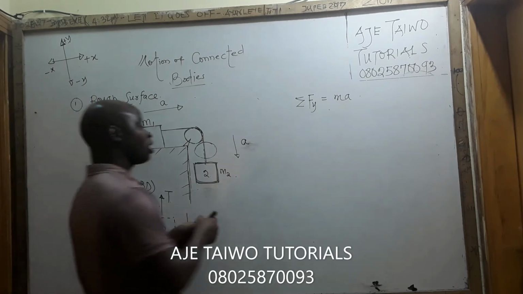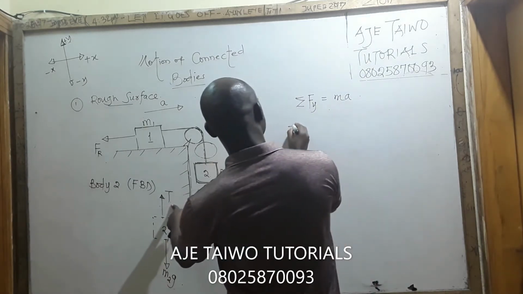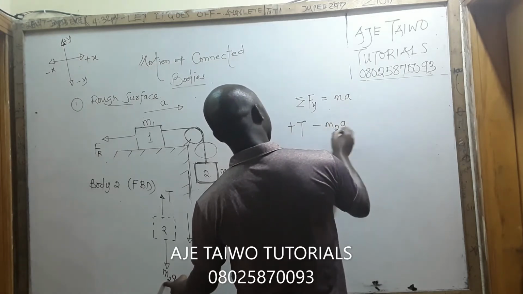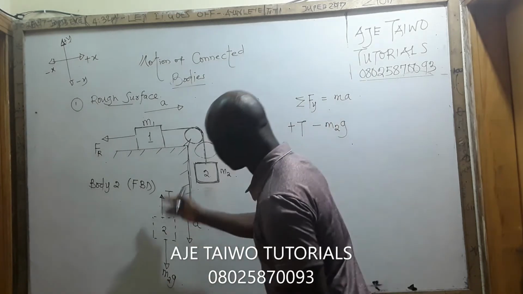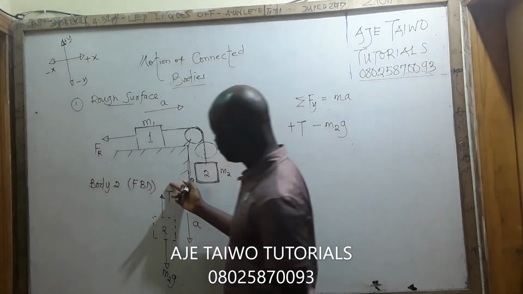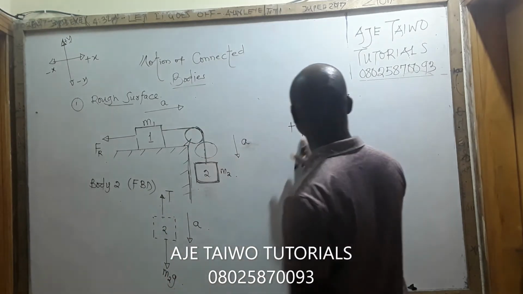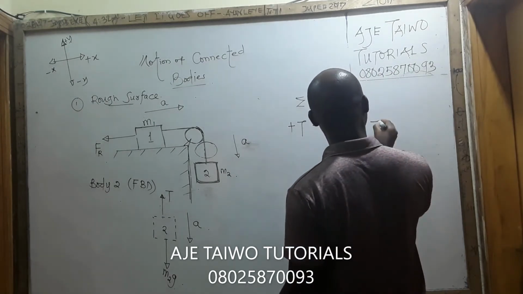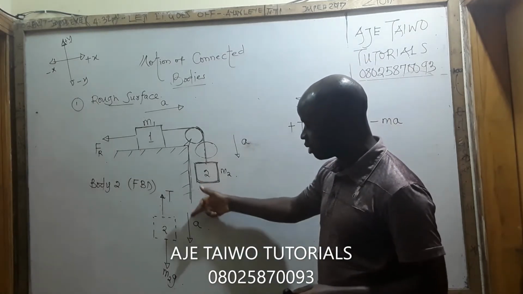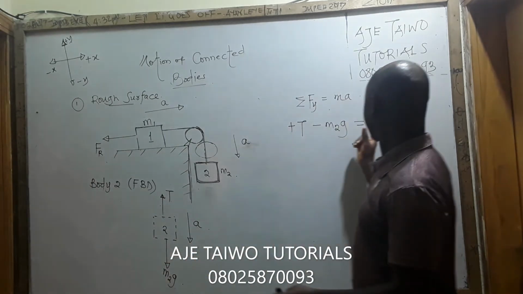So what are the vertical forces now? Like I said, this is positive, this is T, so plus T. This is minus M2G. Because this is positive, this is negative: positive y-axis, negative y-axis. So positive T because positive y, negative because negative y. So you have plus T minus M2G equals minus MA. Why is MA negative? It's because it's coming down. Anything down like this is negative. So you have minus MA.